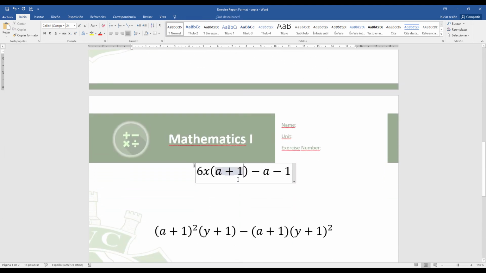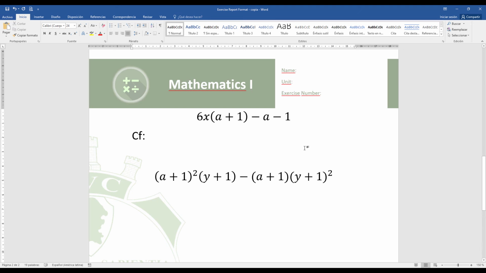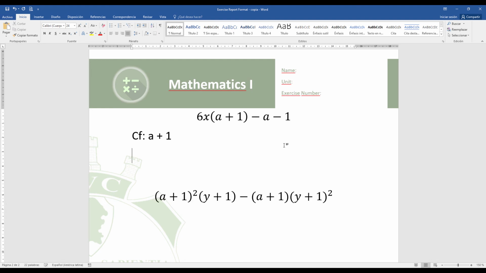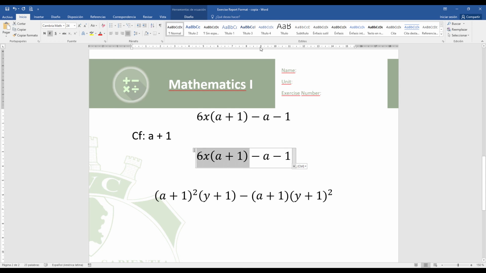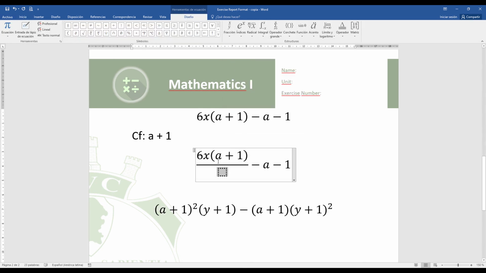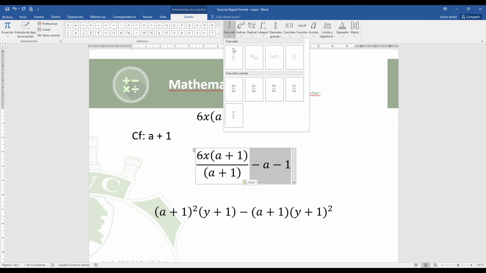Okay, so next one, common factor here. If you look here, maybe it's a plus 1, but you have here minus a and minus 1. So we will continue with a plus 1. So you need to divide here by a plus 1, and you need to divide here by a plus 1.